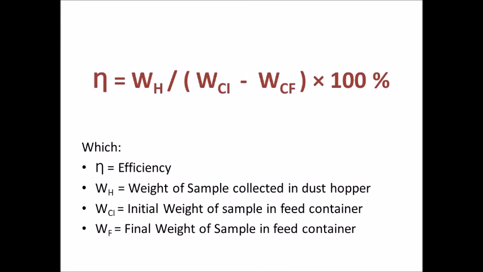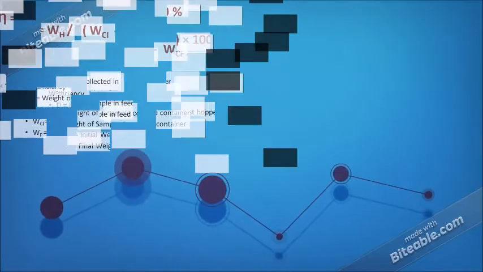The efficiency of the cyclone can be calculated using the equation: efficiency equals the weight of sample collected in the dust hopper, divided by the initial weight of sample in the feed container minus the final weight of sample in the feed container, and then multiplied by 100.